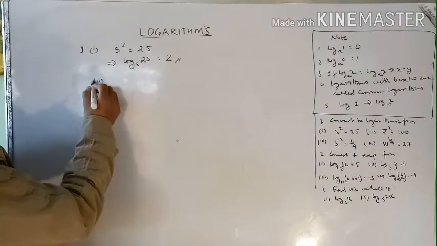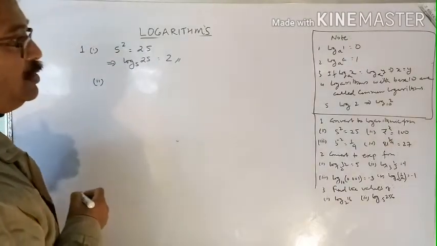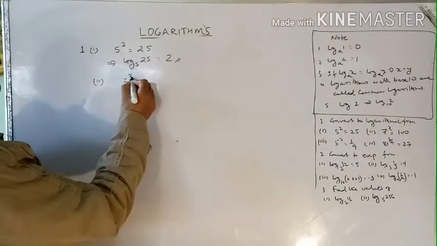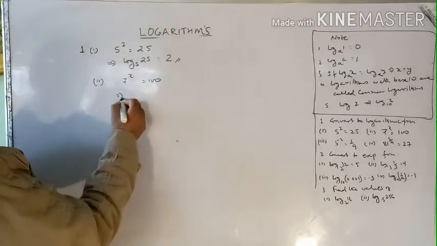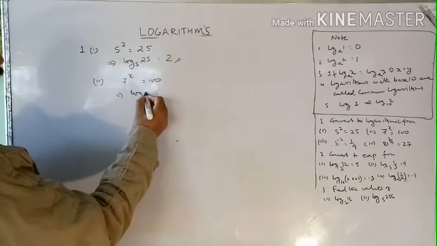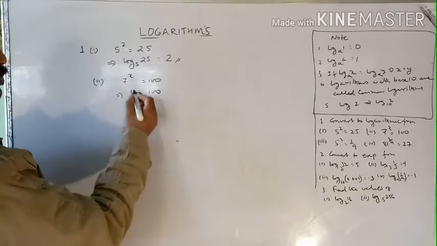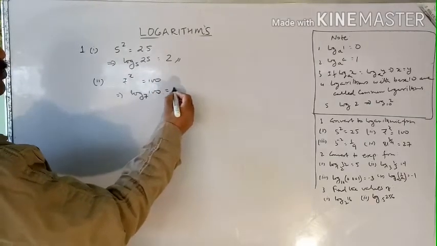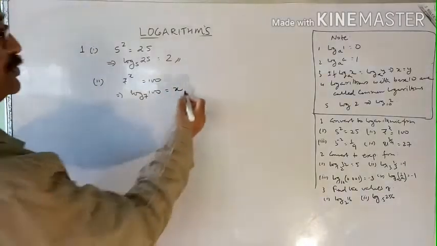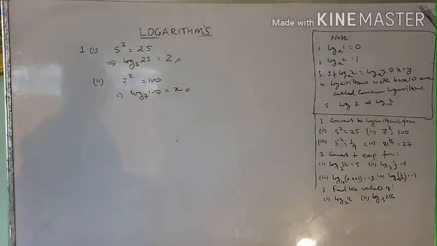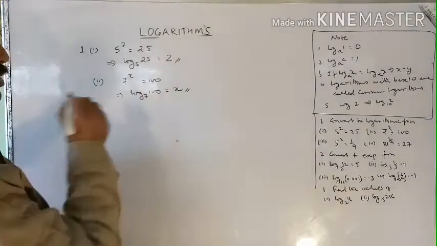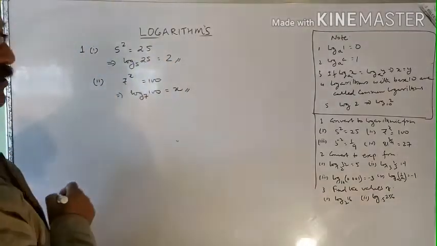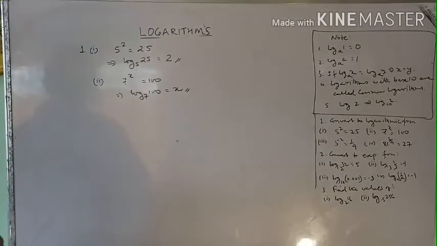Now let's take another example, number 2. 7 to the power x is equal to 100. So this implies again log of 100 to the base 7 is equal to x. This is the answer in logarithmic form. Remember, the exponent is the logarithm of the number for the given base.